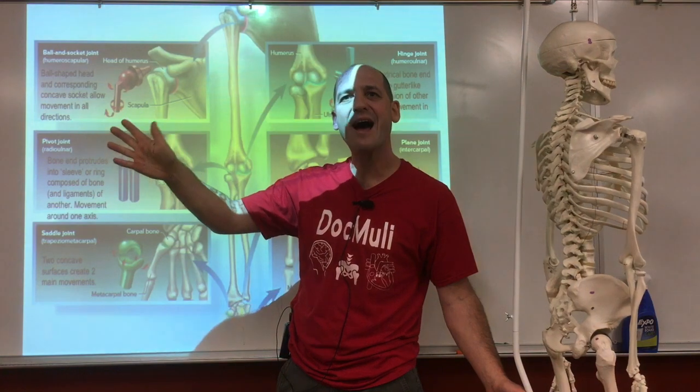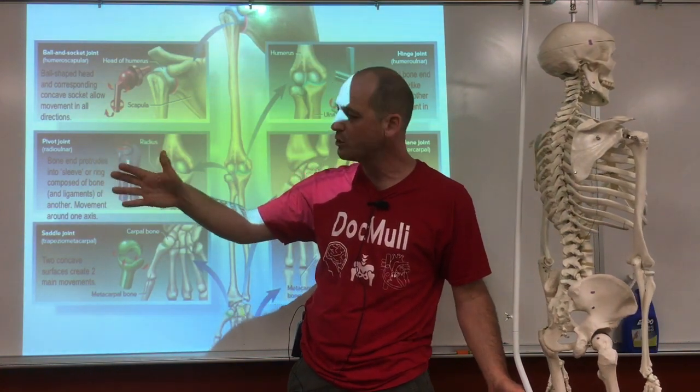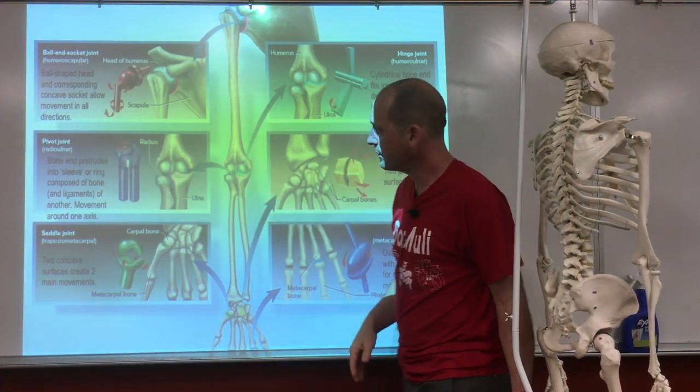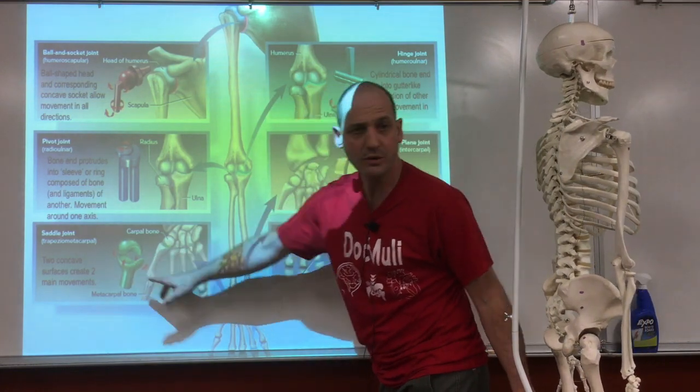It's harder to go around. You can do it, but it's harder. The main motions are this and this. And you can see how the bones are shaped that way.